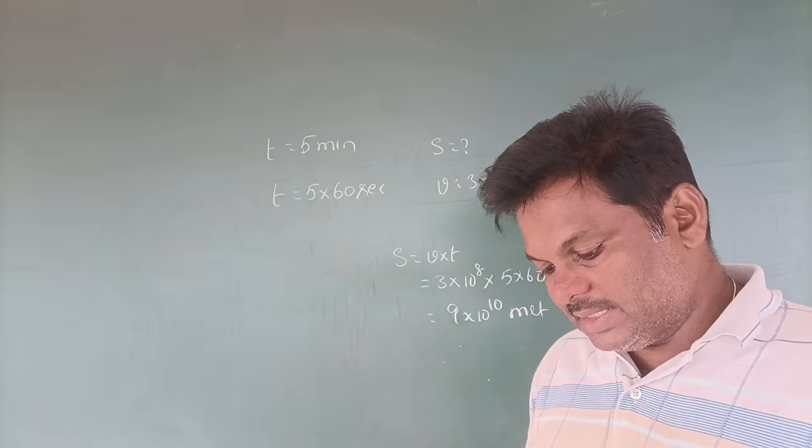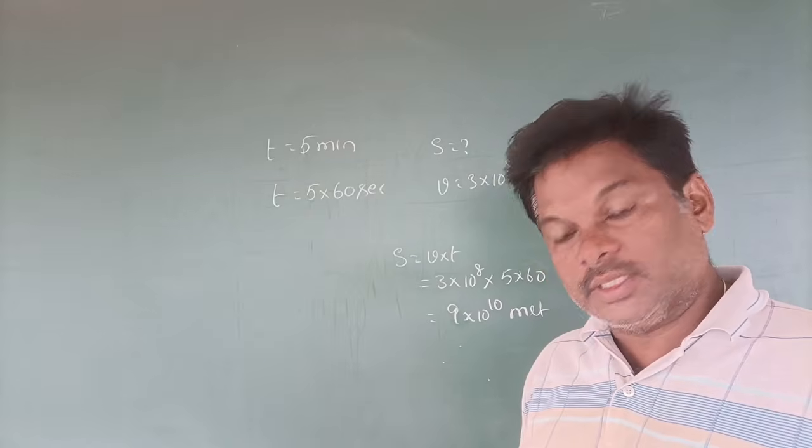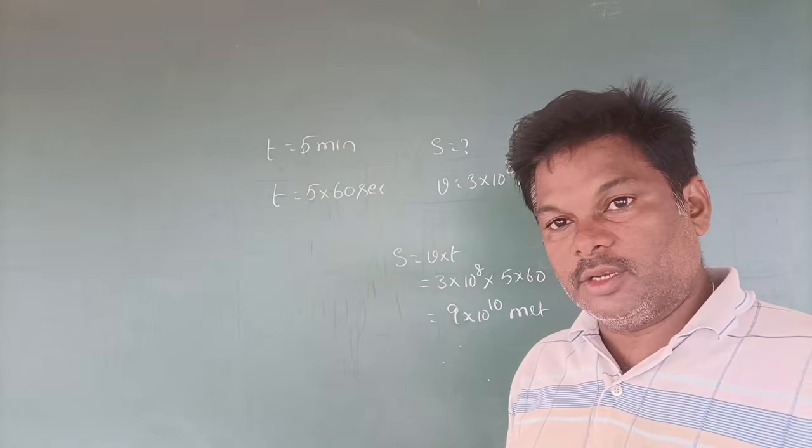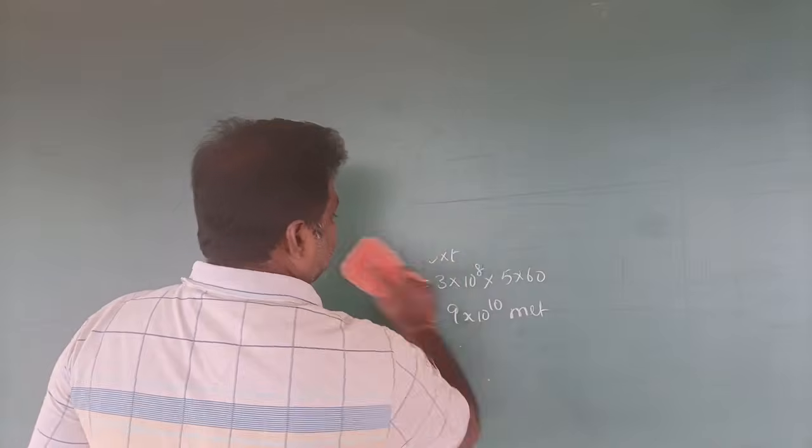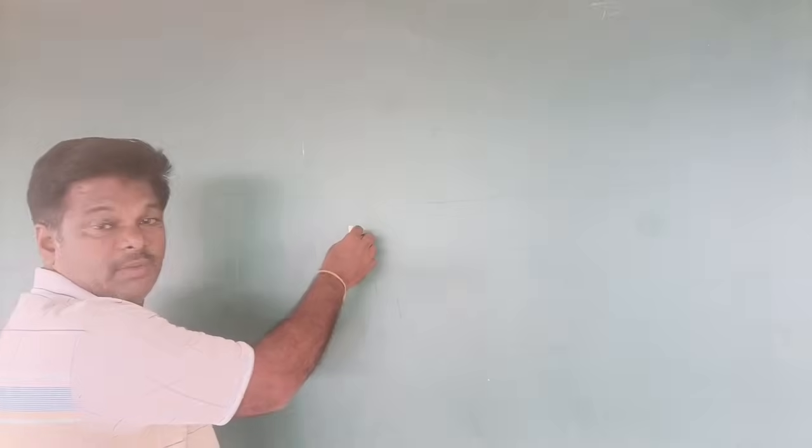A bus decreases its speed from 80 km per hour to 60 km per hour in 5 seconds. First of all, you need to convert this 80 km per hour into meters per second. Pause the video and note down the answer. If you understand this, do it without seeing. So what is the initial speed of the bus?